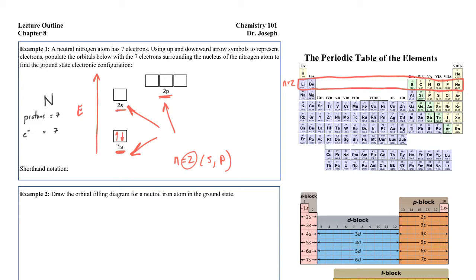Now we have to get the third one in there. Where does the third one go? It can't go into this 1s orbital, which is lower in energy, because it's full, right? It has an upspin and a downspin. We can't put a third electron in there and still have it be an opposite spin. So we now need to go to the next lowest energy orbital, which is the 2s orbital.